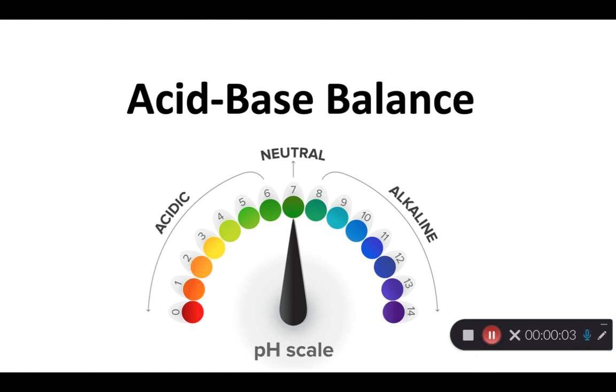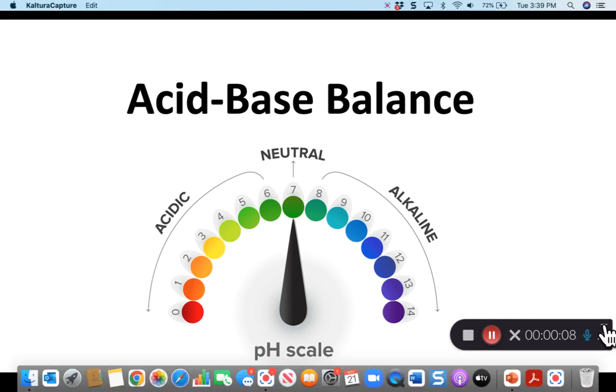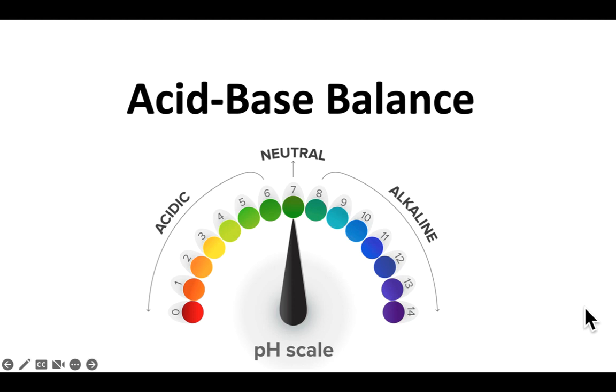Let's begin our discussion of acid-base balance by reminding ourselves of the pH scale and what it means to be an acid and what it means to be a base. So here's the pH scale, 0 to 14. 7 is neutral, so that would be pure water. Anything below 7 would be acidic, and the lower the number, the more acidic the solution. Above 7 is basic or alkaline, and the higher the number, the more alkaline the solution. So that's the pH scale.